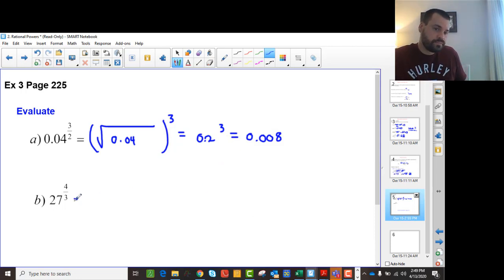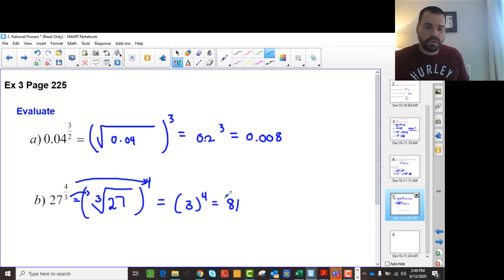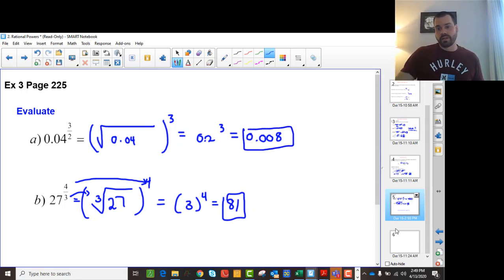Down here, I'm going to write that as the cube root of 27 to the 4th power, right? So the denominator became my index, and then this goes outside. The cube root of 27 is 3. We know that from the previous question. And then 3 to the 4th, again, you can do it on your calculator, or you can recognize it is 81. So those are my answers. And that's how we work with rational powers.